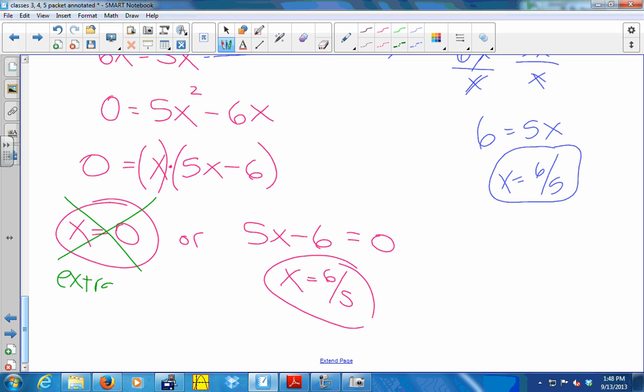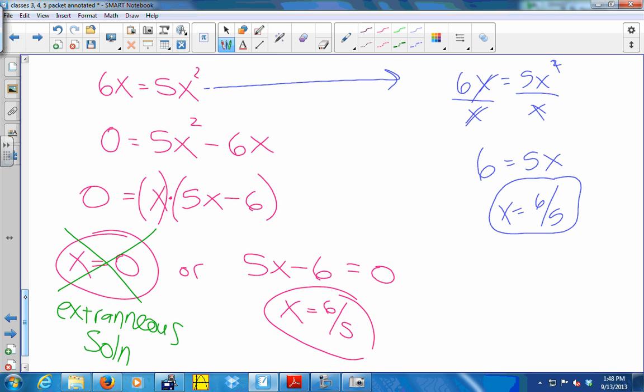So what I would do here is go extraneous solution, because I cannot put 0 into the original equation. So in this case, it would have been okay to do this route, knowing that 0 can't be a solution. So this is okay for this problem, because we know x can't be 0.